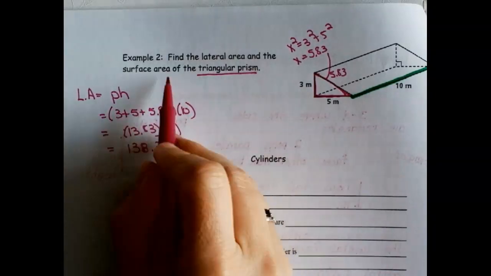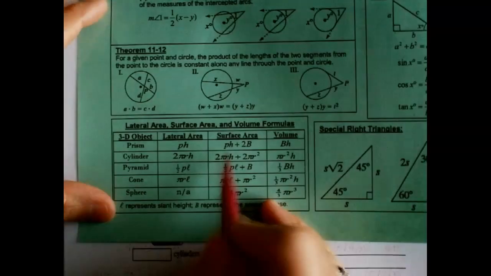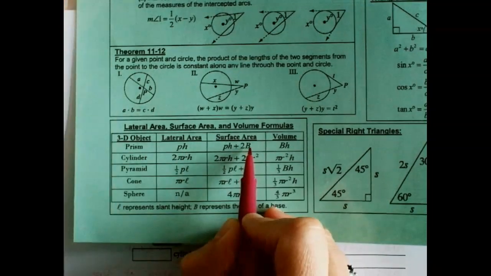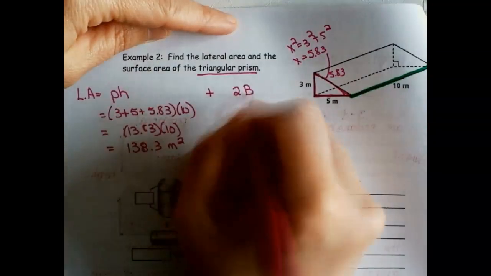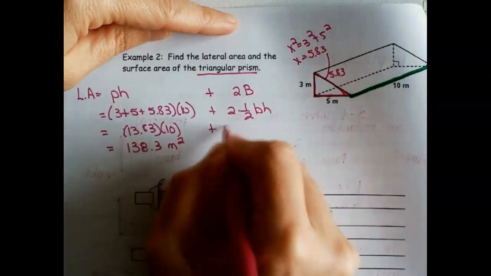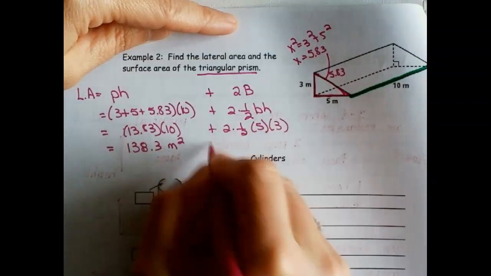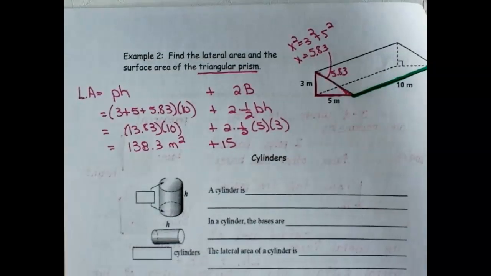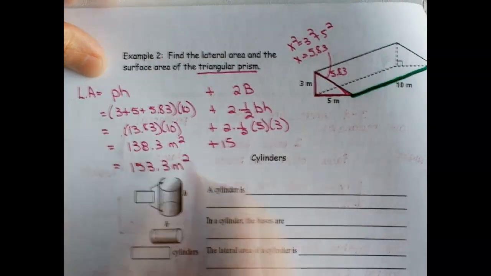Now they want me to find the surface area. If you look at your formula sheet, surface area is P times H, which is your lateral area, plus you're adding in the two bases. So I'm going to take this, I'm going to add in the two bases. Remember, we said our base was triangles, so that's 1/2 base times height. The base of that triangle is 5, the height of that triangle is 3, and finally we're going to add those together. And we end up with 153.3 meters squared.